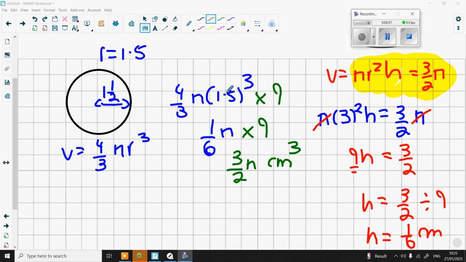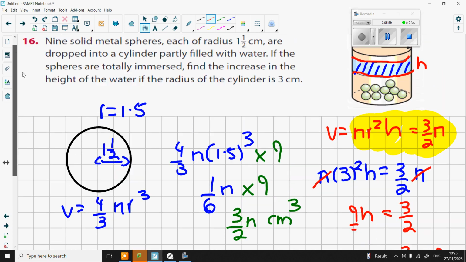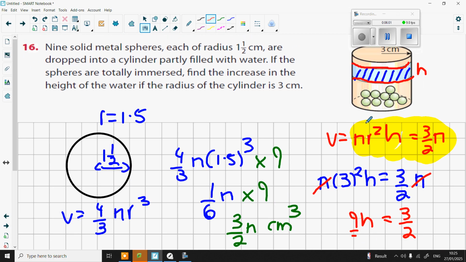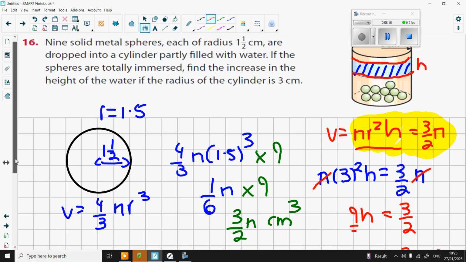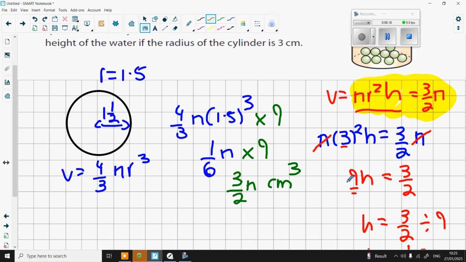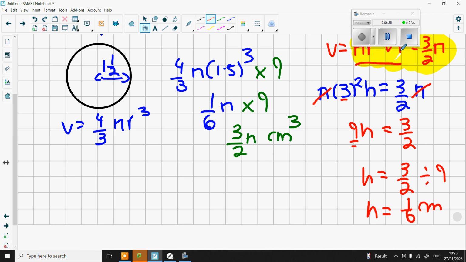So I don't think this was recording at all, but what we said was that the volume of the 9 spheres equals the volume of the cylindrical rise in the water. So the volume of the water, which is pi r squared h, equals 3/2 pi. We cancelled the pi's. We did 3 squared is 9. 9h is 3/2. Then we did 3/2 divided by 9. And we got an h value of 1/6.